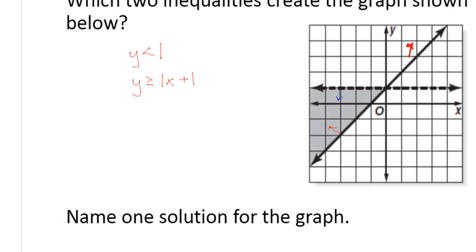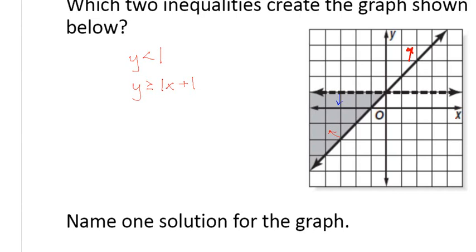This is one solution from the graph, and so I'm looking for any solution that is in the double shaded region. So that means that I could have, here's -2, 0. This is a solution, this is a solution, this is a solution. All these points here are solutions.